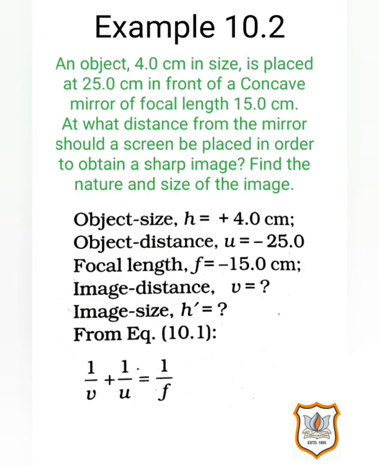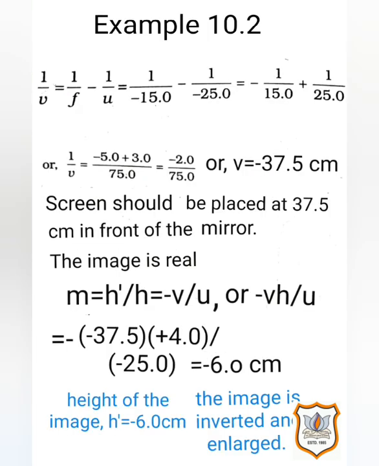1 upon v plus 1 upon u is equal to 1 upon f. Or we can write 1 upon v is equal to 1 upon f minus 1 upon u, because we know the values of focal length and object distance. So we can write in place of 1 upon f, 1 upon minus 15.0, while in case of 1 upon u, it will be minus of 1 upon minus 25.0. So we can write minus 1 upon 15.0 plus 1 upon 25, because minus into minus will be plus.